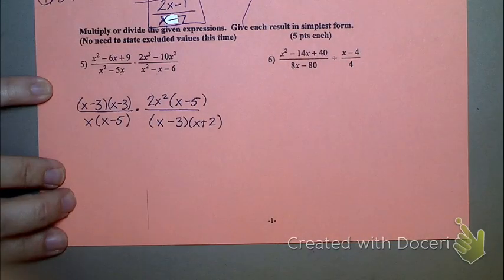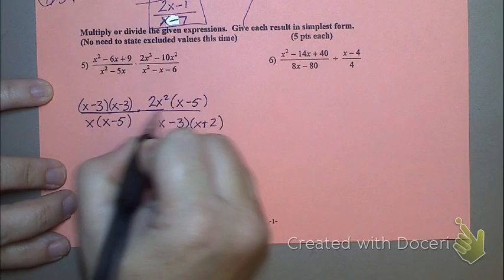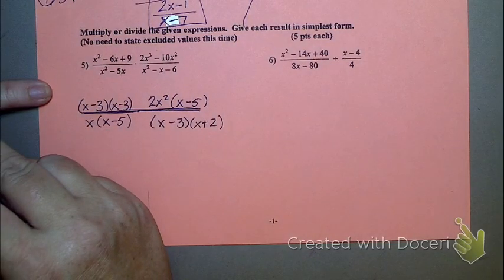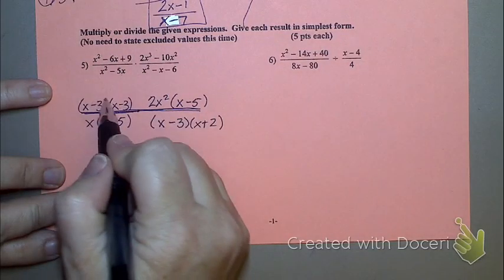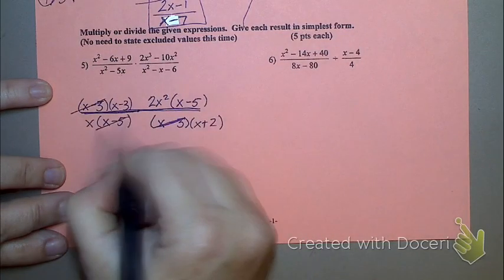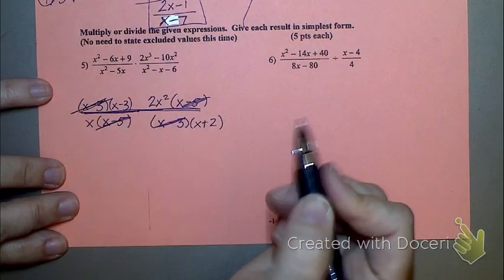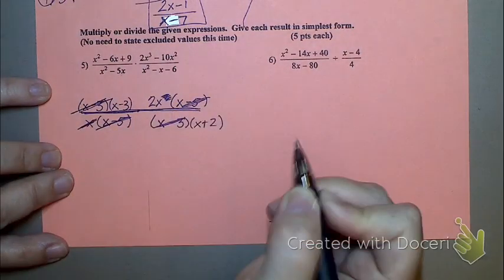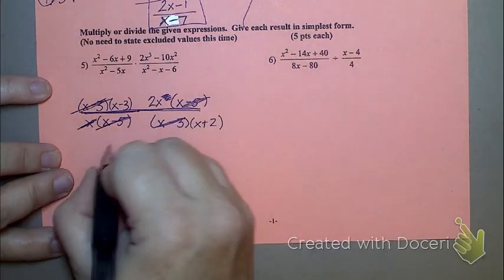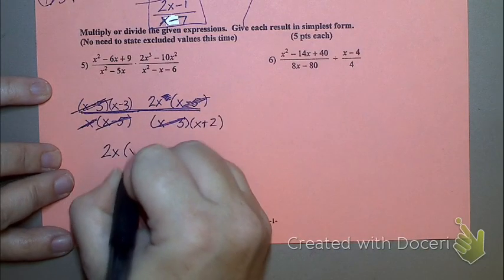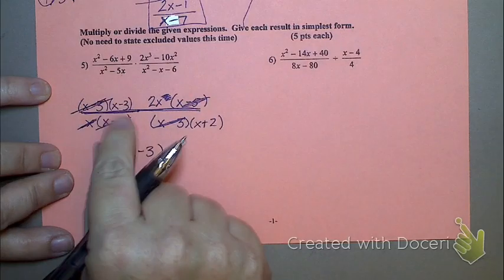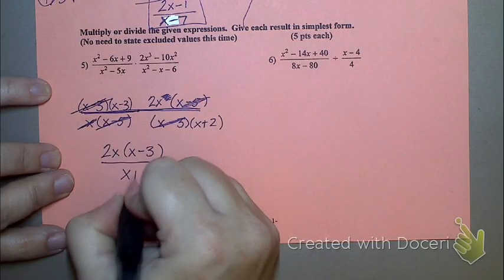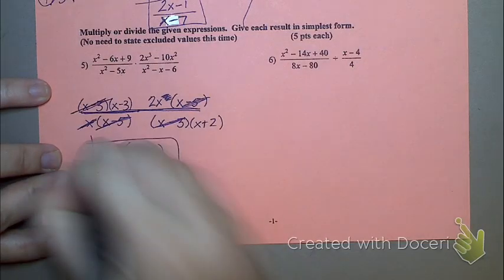With the multiplication problems, I just make one giant fraction and I start canceling. What cancels? X minus 3, x minus 5. What else? X cancels with one of those 2 from the x squared. So I have 2x, x minus 3 left on top, right? Both of those are left. And then on the bottom I have x plus 2.